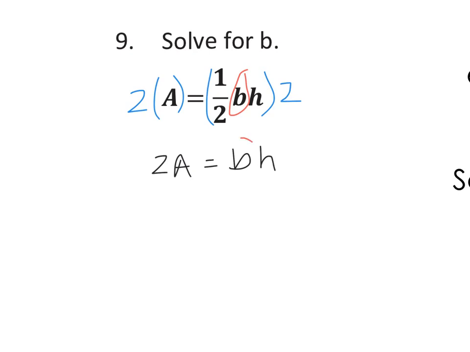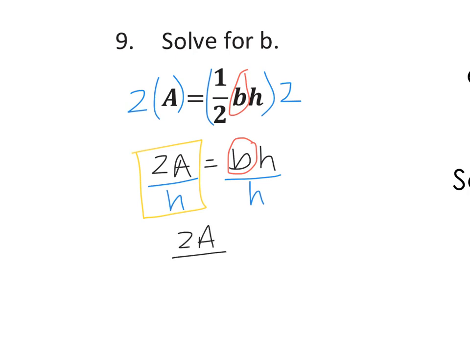What am I solving for? B. What's being done to B? Multiplication. How do I undo it? Division. Don't be a flipper. Keep it as 2a over h equals b. Okay, we'll finish the other couple problems in class.